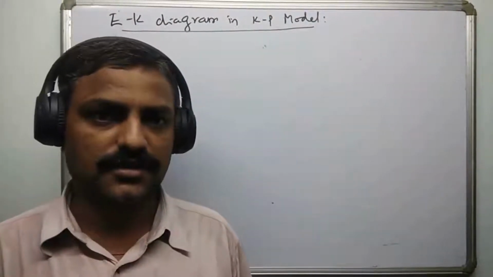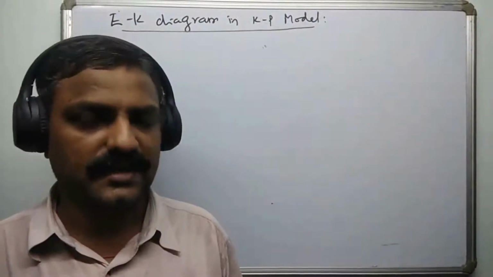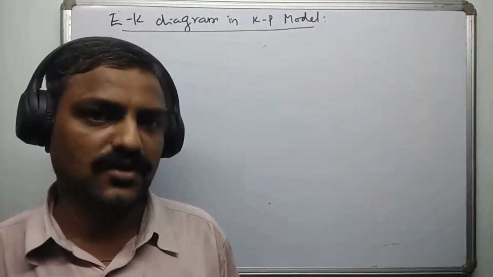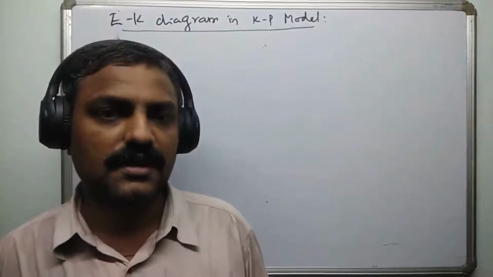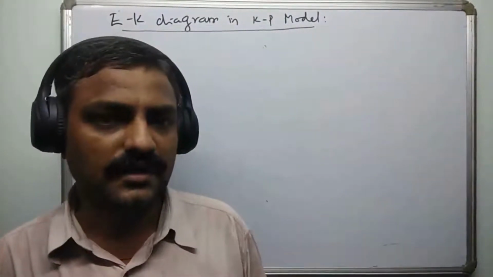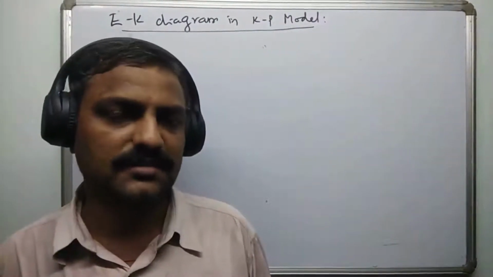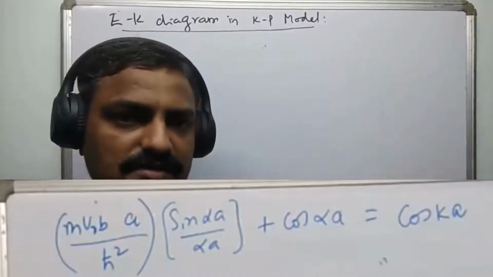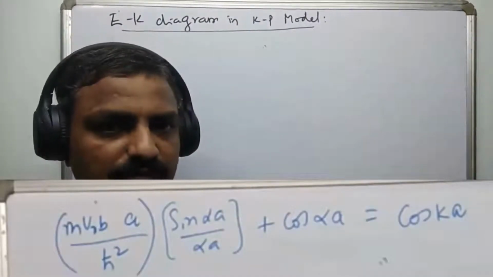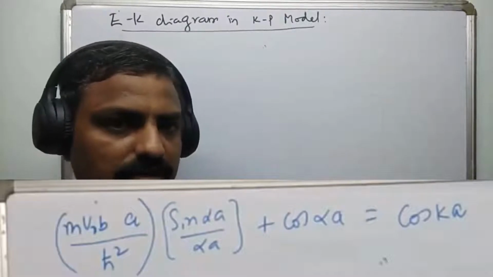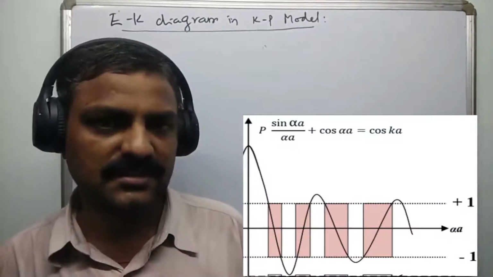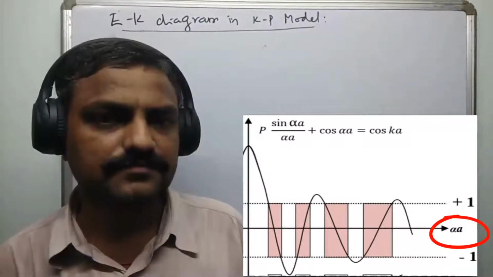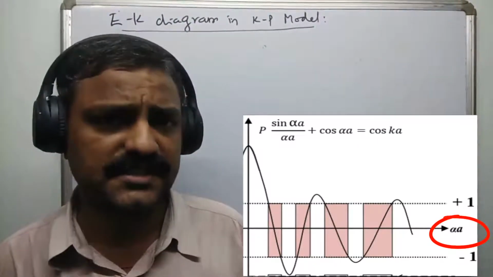In this video, I'm going to talk about the E versus K diagram obtained in the case of the Kronig-Penney model. In my previous video on band theory of solids, I described how we get the Kronig-Penney equation, P sin alpha A by alpha A plus cos alpha A equals cos Ka. There we plotted the graph and found that there are some discontinuities in the values of alpha A, and that results in the energy gaps.